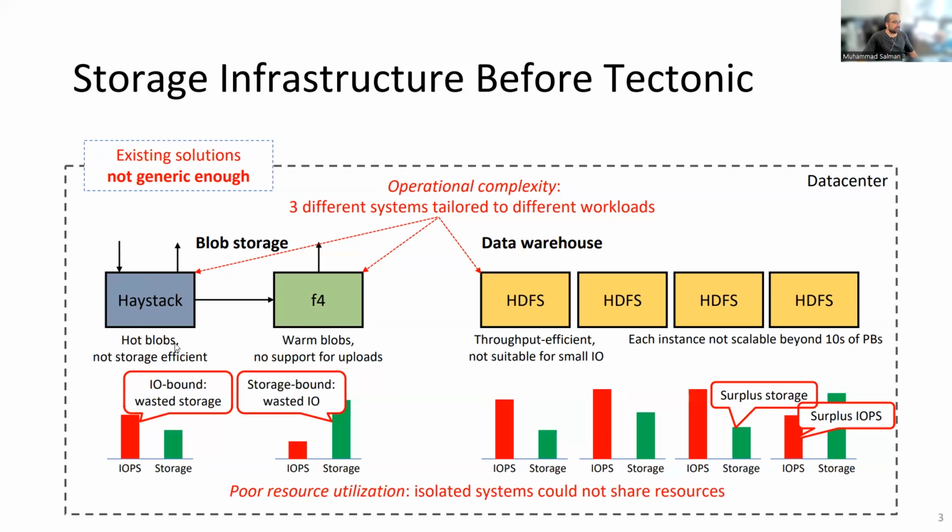But the problem in Haystack is it's not storage efficient. On the other hand, if they need some storage efficient memory, in that case, the warm blobs, F4, are used, right? So to see the whole big picture, you can see that everything is distributed. They are decentralized. And because of that, the resource utilization is not good.